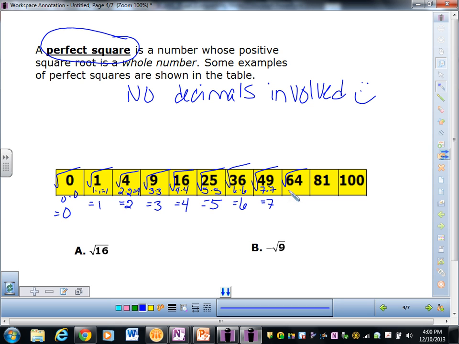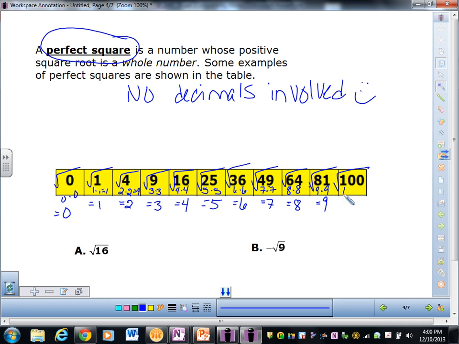Square root of 64. What times itself equals 64? 8 times 8. 8 times 8 equals 64, so the square root of 64 is 8. Here we have 81. The square root of 81, that means 9 times 9, because 9 times 9 equals 81. So the square root of 81 is 9.